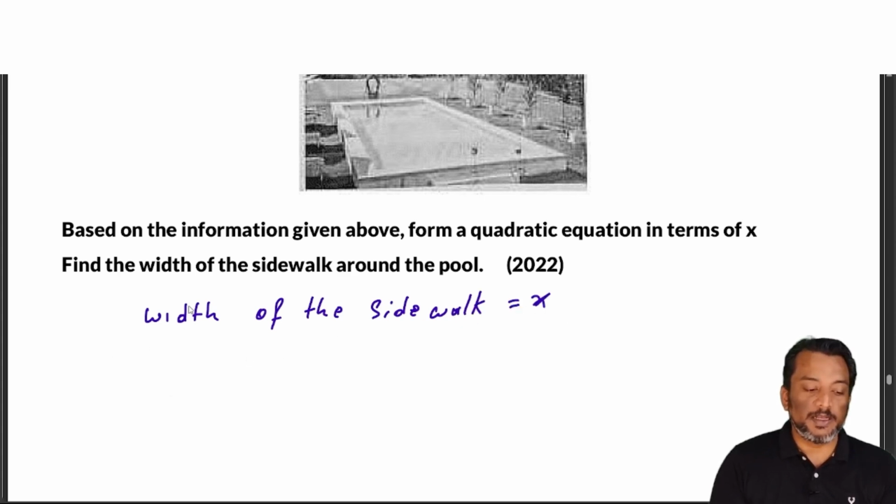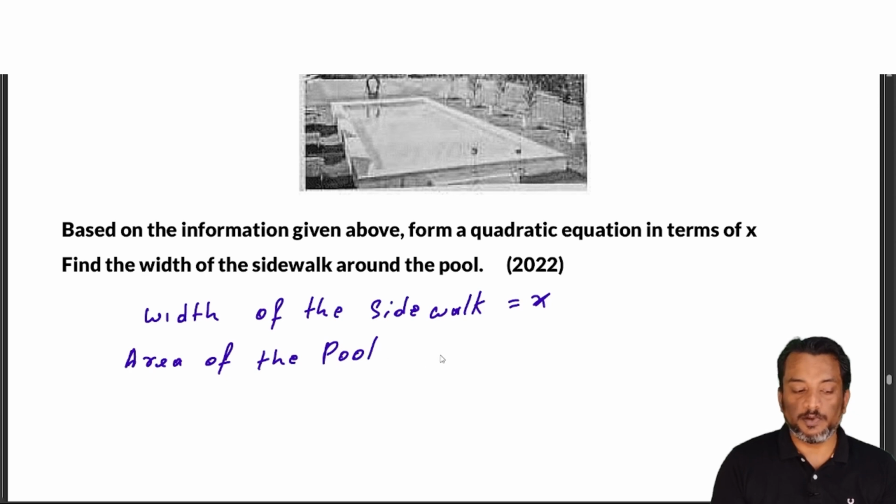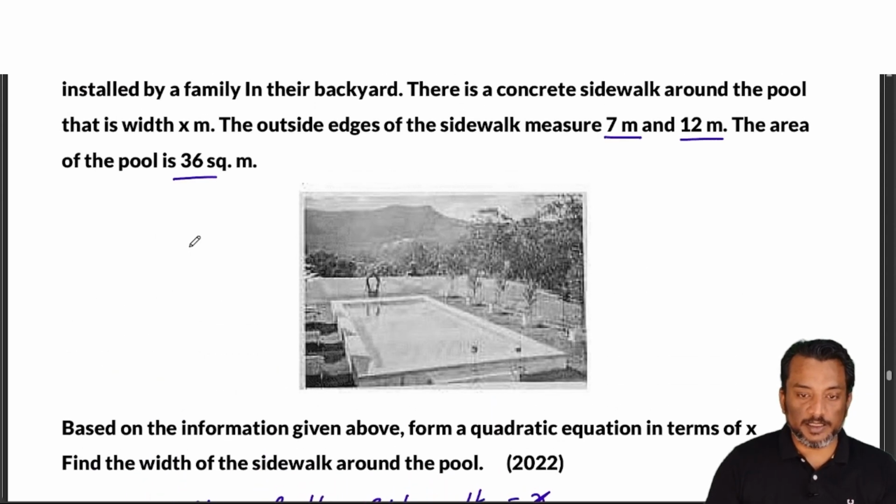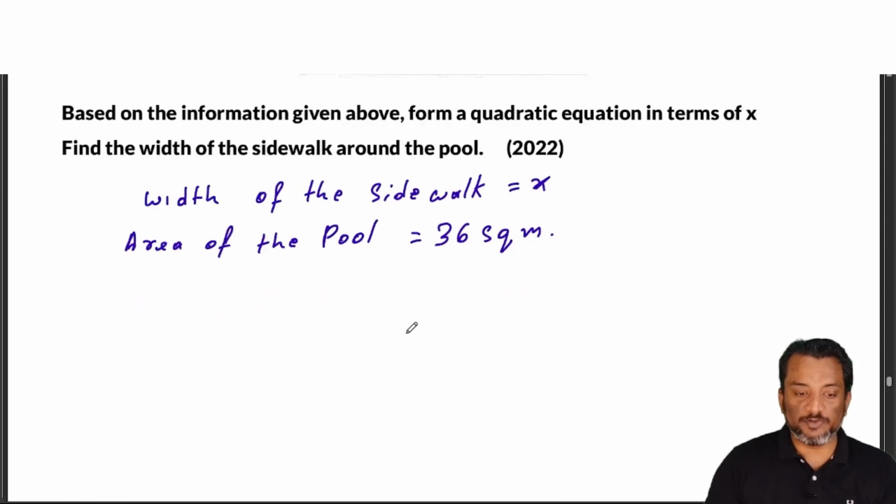We will take now, area of the pool is equal to 36 square meter, is given. Now after that, we will have to find the inner.